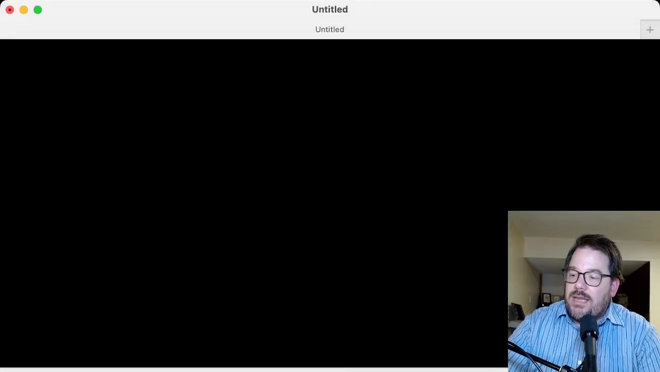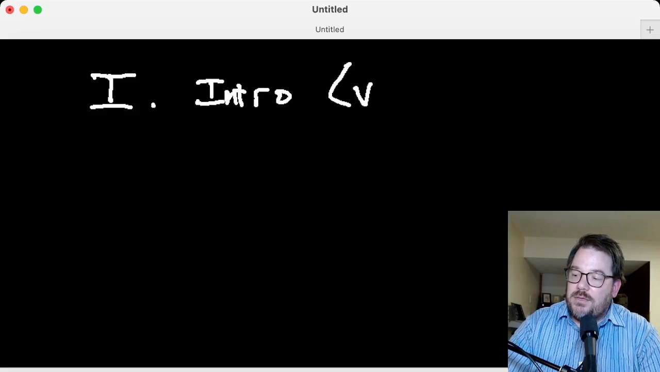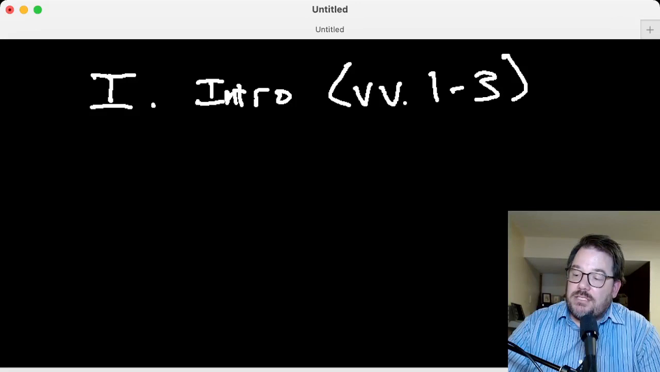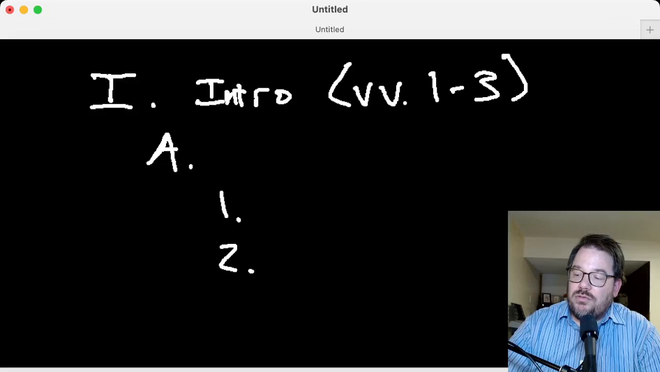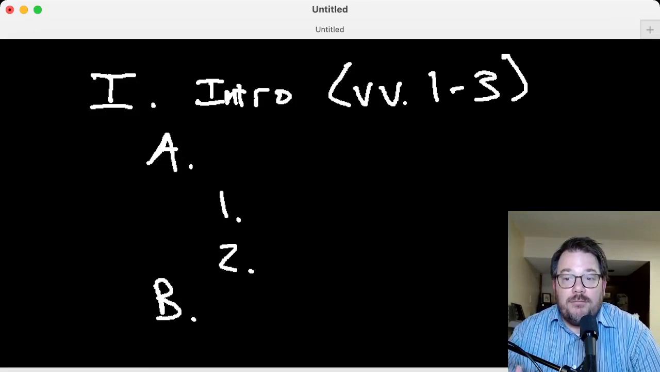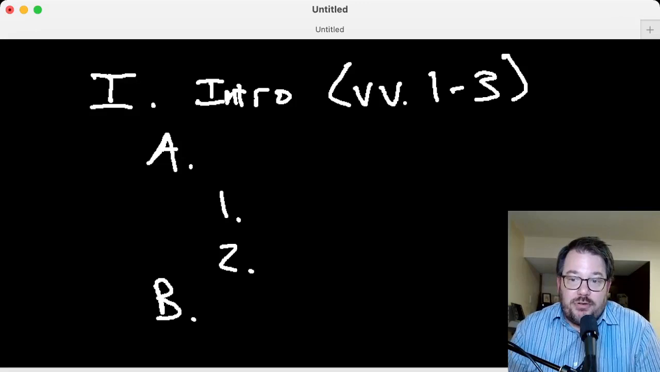By an outline, I mean you start with Roman numeral one, and you might refer to the introduction. Intro. And then this is going to be verses 1 through 3. So I'm just giving you a start here, verses 1 through 3. And then work through the rest of the chapter. You might have subpoints A, even a subpoint under that, 1, 2, and then back to B. Create your own outline for the chapter, putting together these introductory verses, the first three verses, and then God calling to Jeremiah, these visions that he has. How would you structure this? How would you organize this?